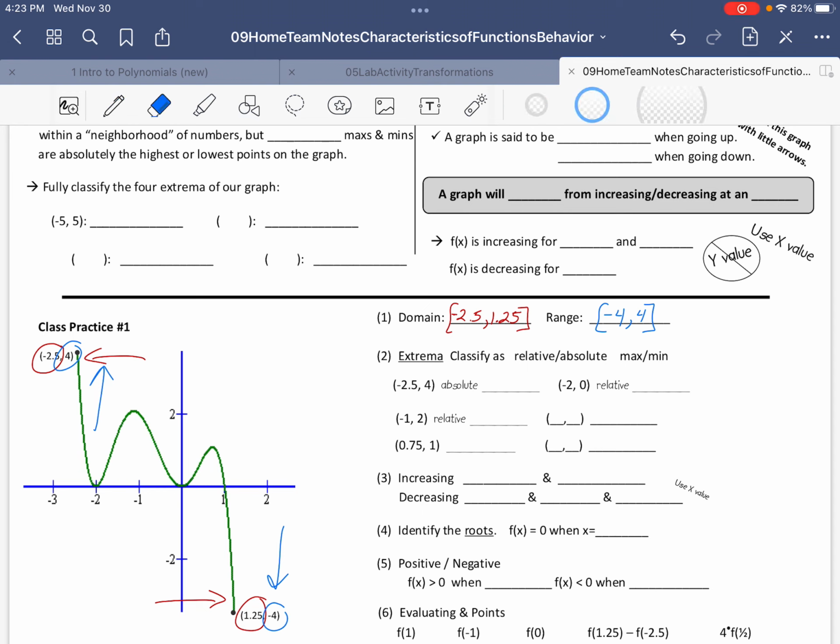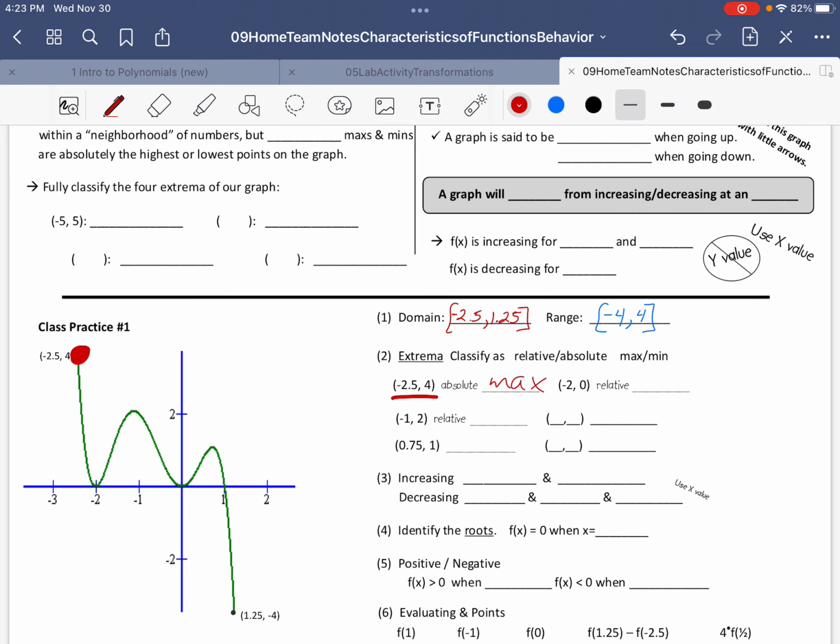Extrema. Extrema always have to do with maximums and minimums on the graph. So let's see if we can classify some of these extrema. Negative 2.5, 4 is definitely the highest point of this graph. Therefore, it is the absolute maximum. It is the highest point on the graph. Negative 2, 0, that's a low point on the graph, but it's not the lowest point. It's just a low point, so it's a relative minimum.